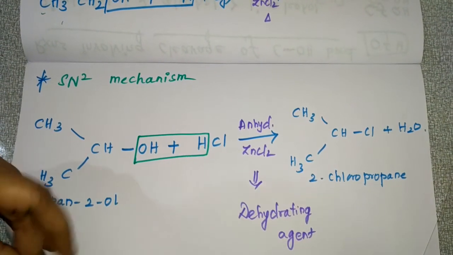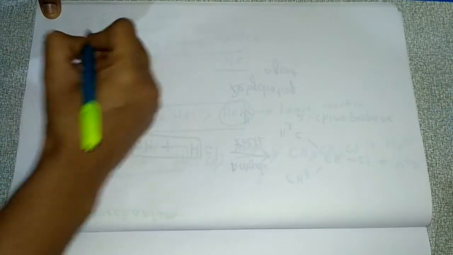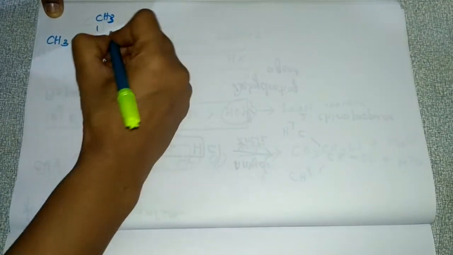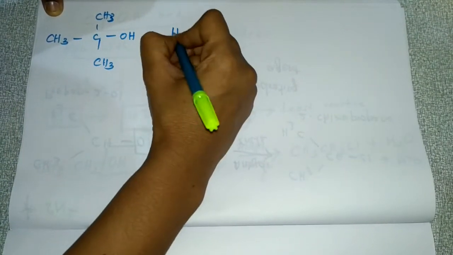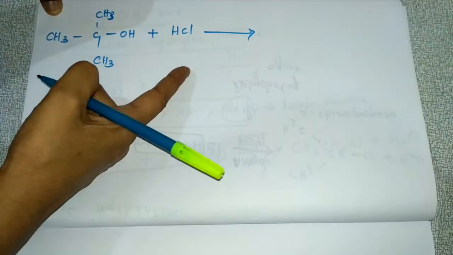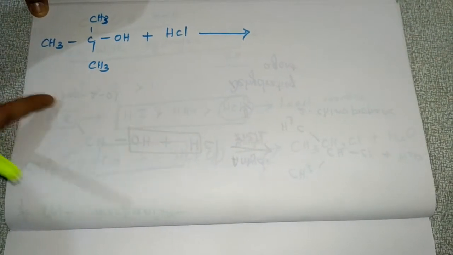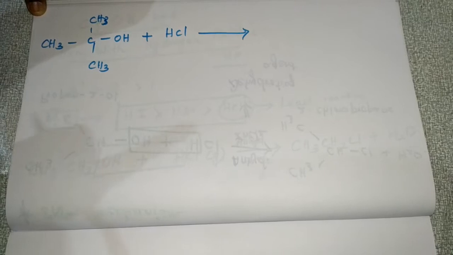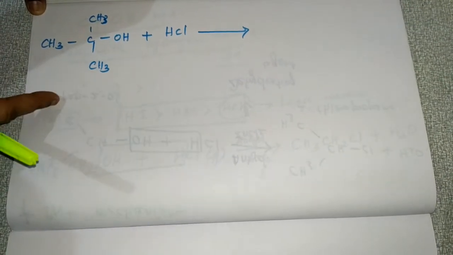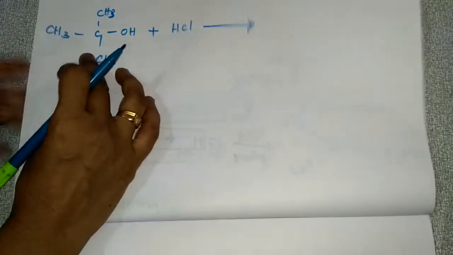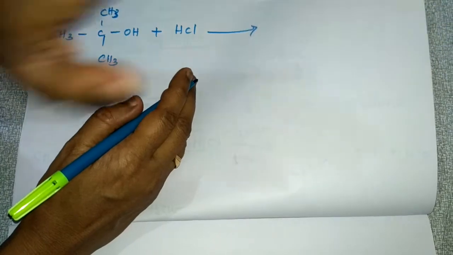Suppose you are using a tertiary alcohol with HCl. What is the tertiary alcohol? (CH3)3C-OH, with HCl gas. Here you don't want to use anhydrous zinc chloride. Why? Because tertiary alcohol is highly reactive compared to secondary and primary alcohol. I already gave you the order. Tertiary alcohol is already highly reactive, so you don't want to use anhydrous zinc chloride.